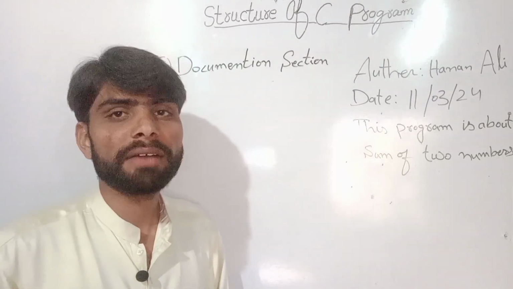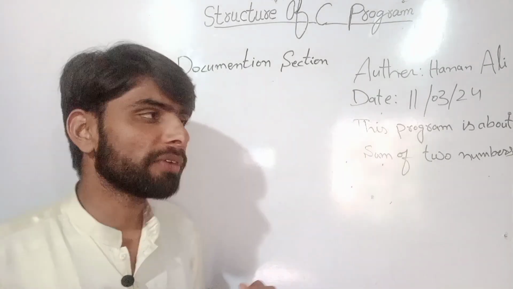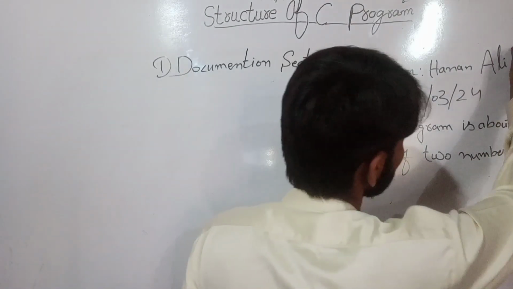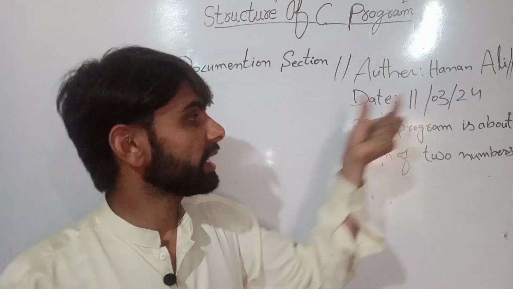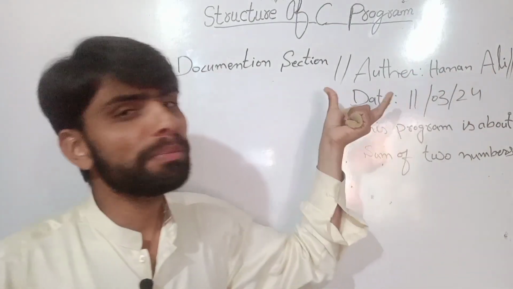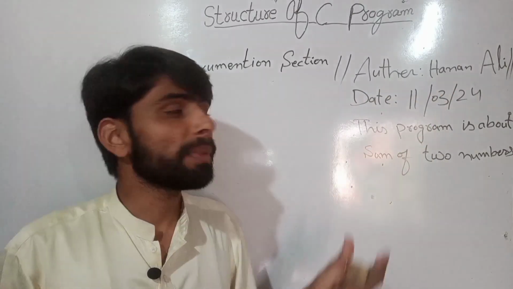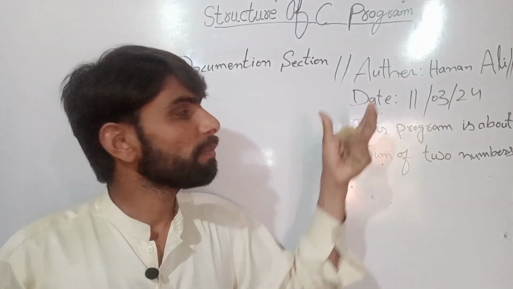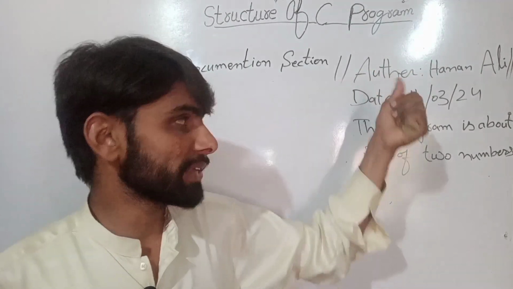But the documentation section in our compiler is written in comment form. How do we make it a comment? We write a double forward slash at the starting point. If we write a double slash at the start of any line in our program, it becomes a comment section. The compiler will not execute it. The compiler will understand that it is only a comment and will ignore it. So this is the comment section.